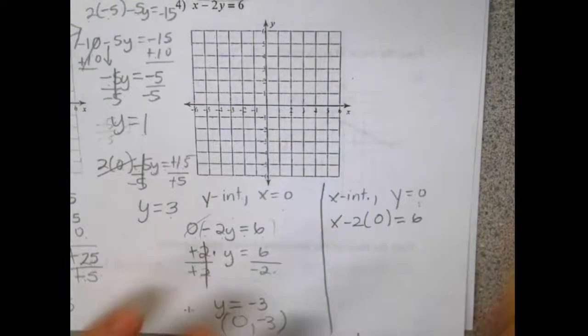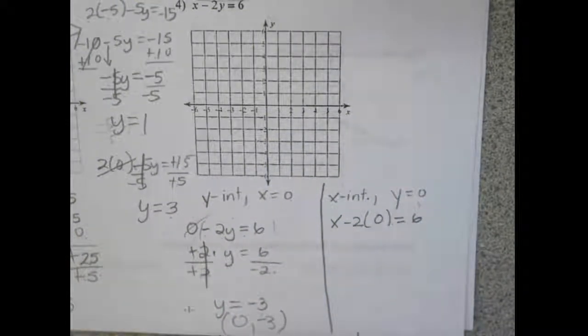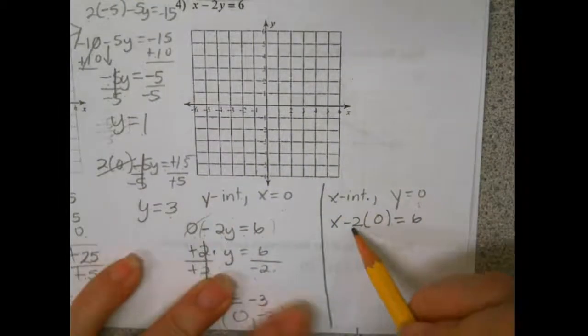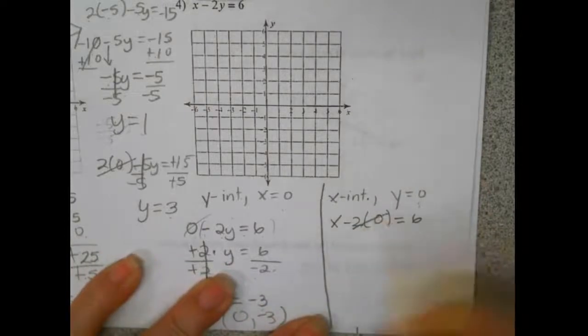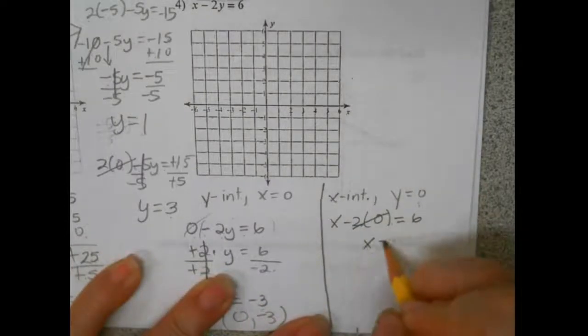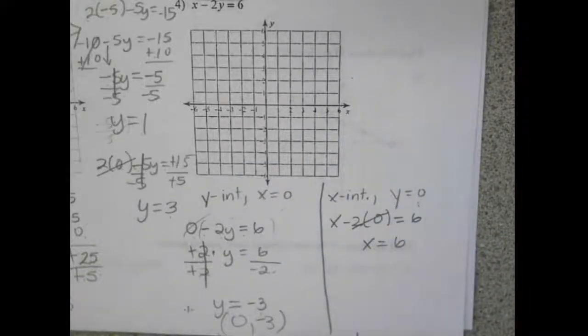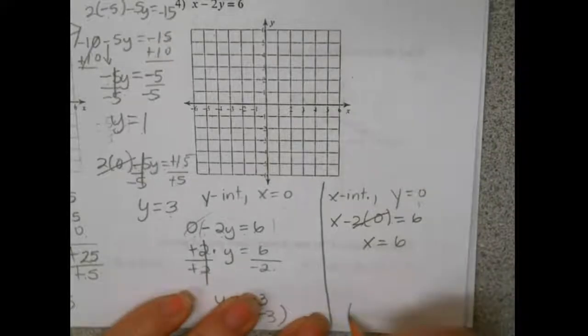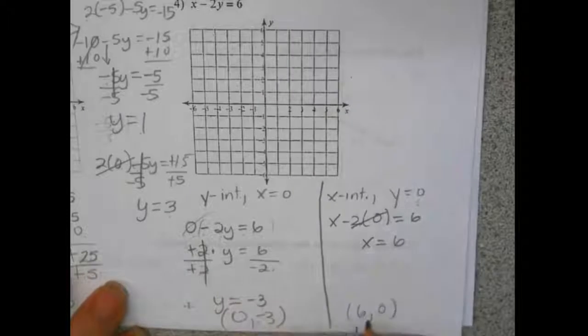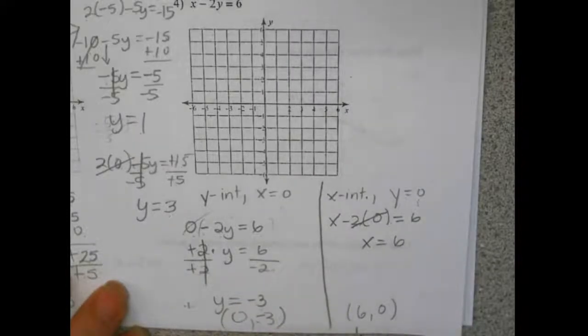Okay? What is 2 times anything? 0. 2 times anything is 0, right? So I'm going to bring down x is equal to 6. Do I have to do any more work on that one? No. Not at all. It's done, right? So when x is 6, y is 0. So now I have my 2 ordered pairs that I can graph.